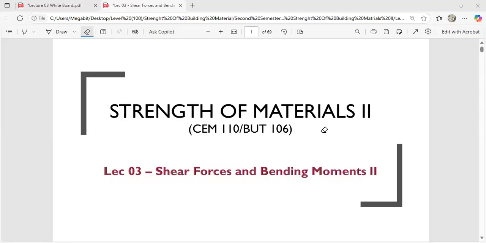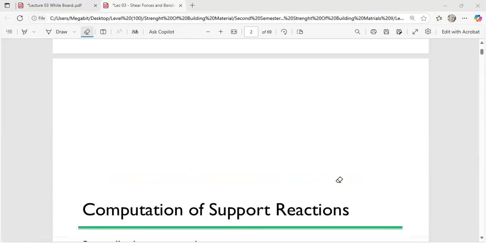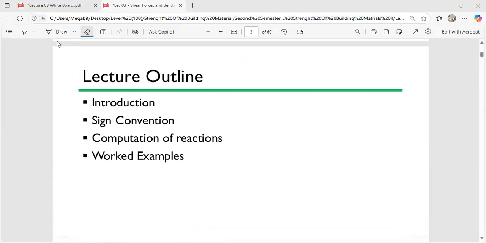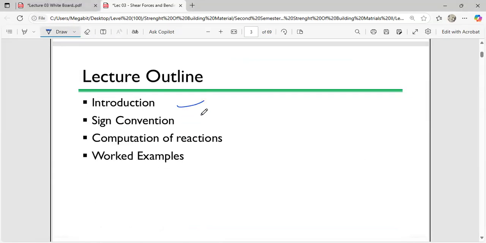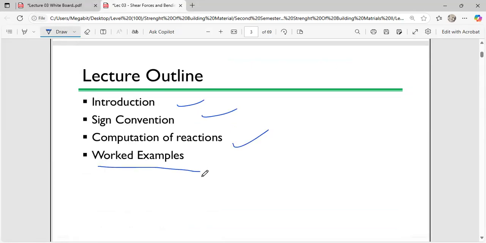Okay, so in our lecture 3, we are going to be looking at shear force and bending moment 2. In our lecture outline, we're going to be talking about introduction, sign convention, computation of reaction, and some worked examples as well.